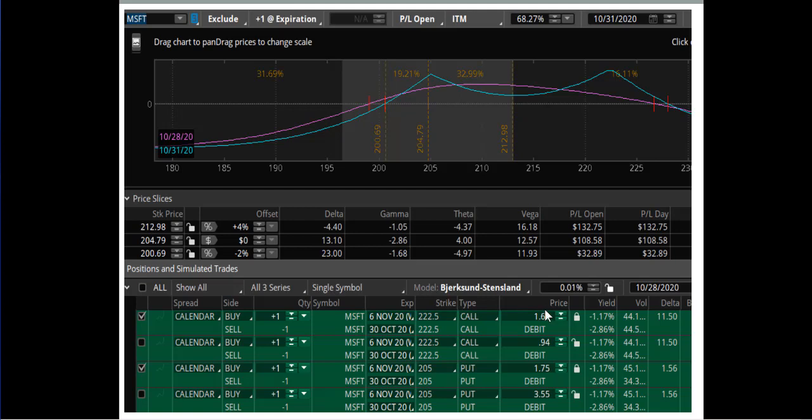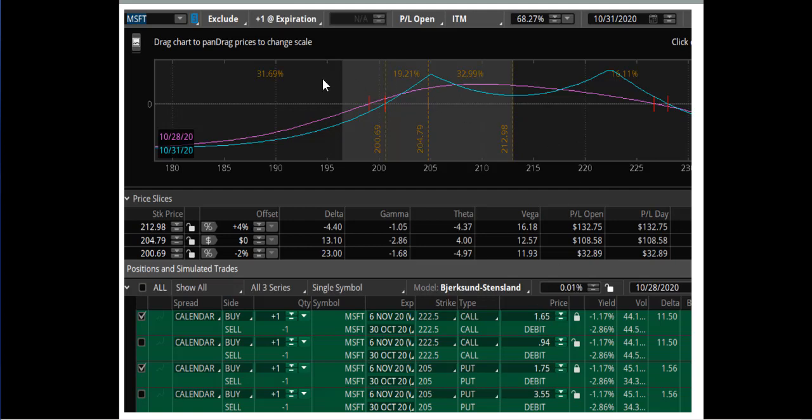The max risk is $165 per spread. That's the call calendar, 4% up, and then we targeted 4% down doing a put calendar, the 205. We bought the November 6 205 put and sold the 30 October 205 against it for $1.75. So total at risk is the debit of these two spreads, which is $340.